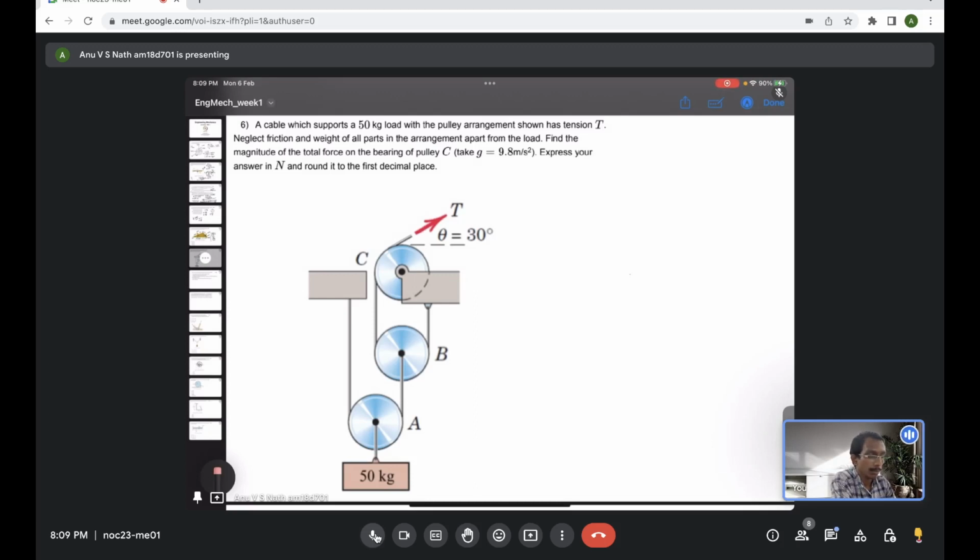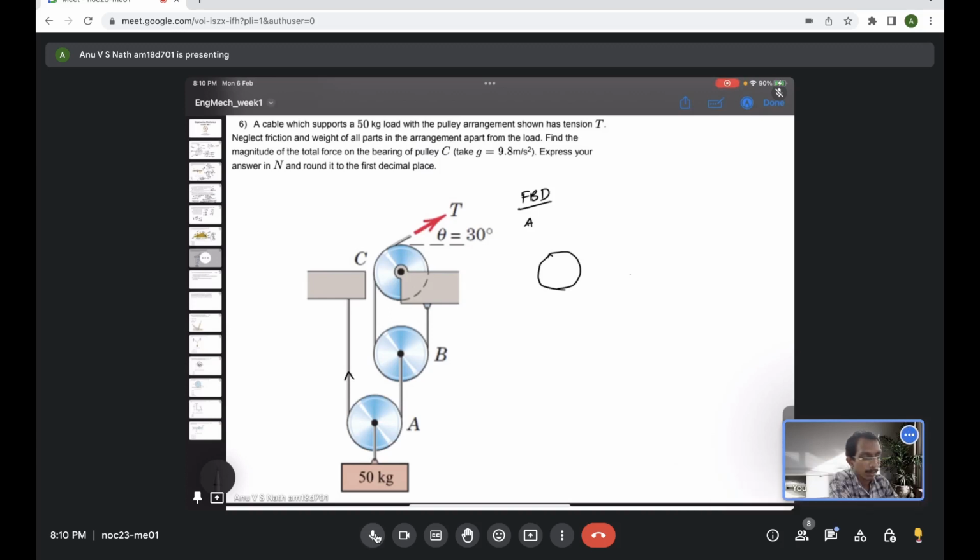So we start from the free body diagram of the pulley A. For that we have basically the tension. Yes, somebody has raised a hand. Any question?